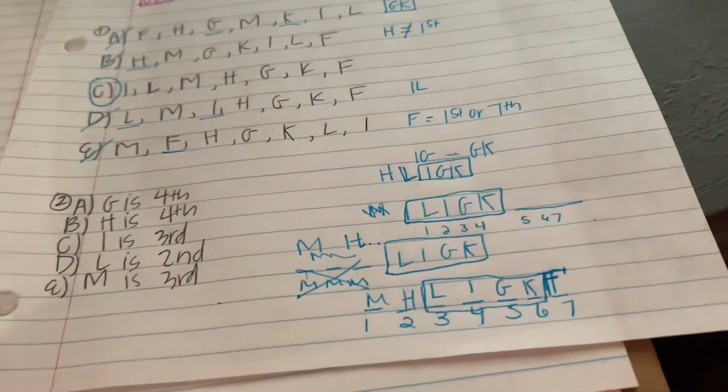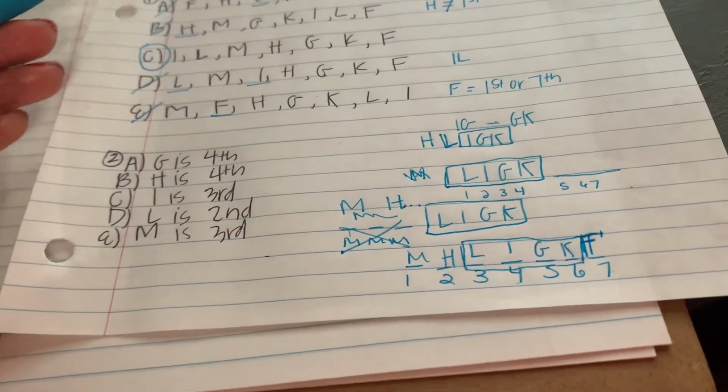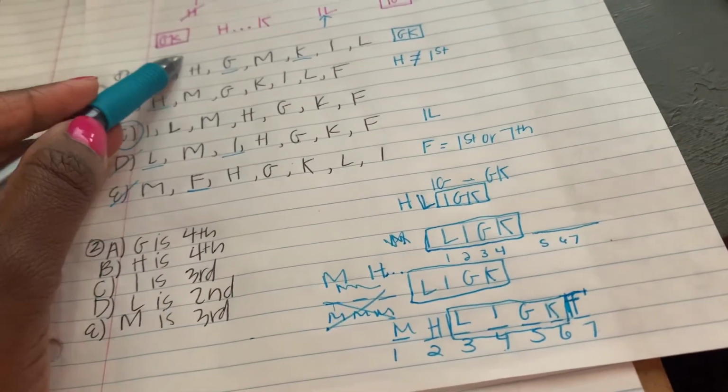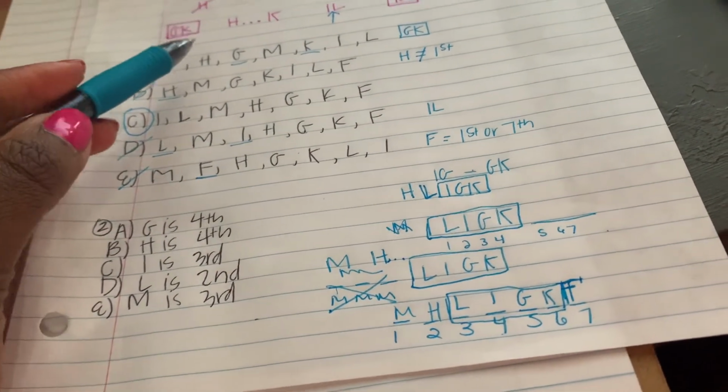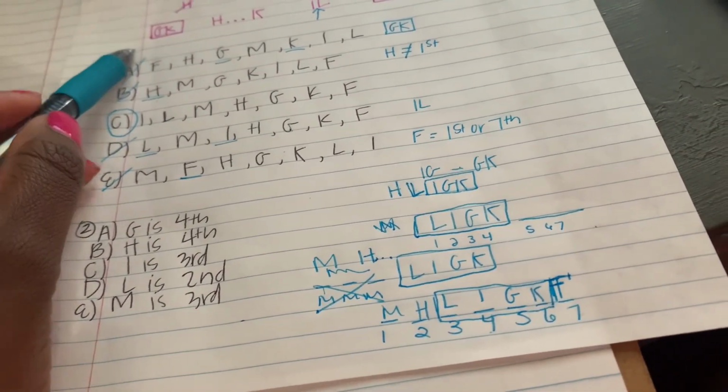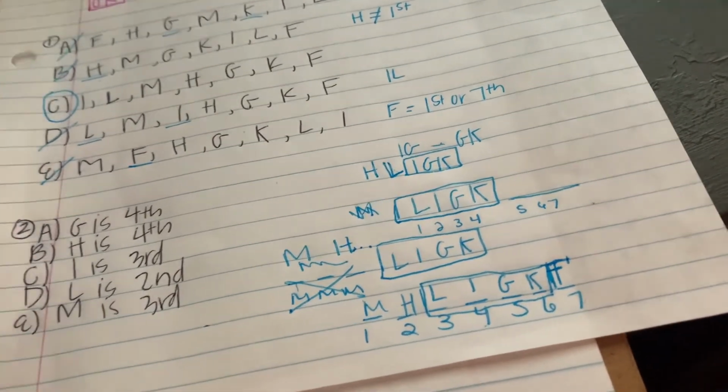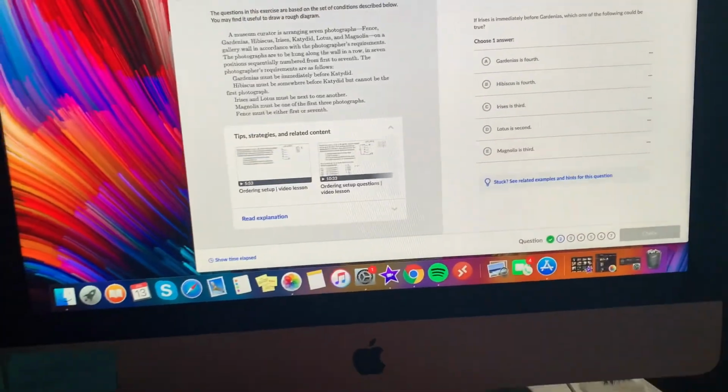Okay, let me not say I can't. G and K have to be together. I is immediately before G. G, K. I'm still stumped.